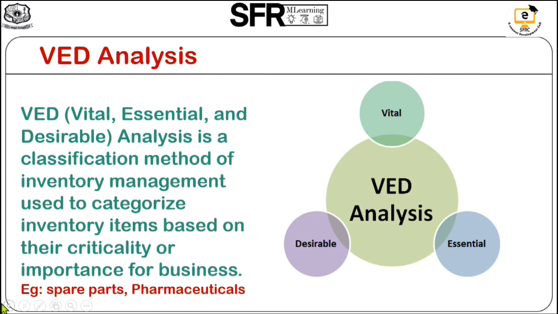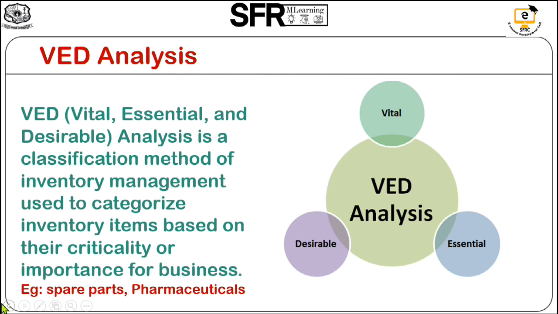Next we are going to see the VED analysis. Here VED means vital, essential and desirable. The organization divides the inventory into vital items, which are required importantly for the business and the manufacturing process, essential items, without which you cannot proceed with the manufacturing process, and desirable items. This classification categorizes the inventory items based on their importance for the business.